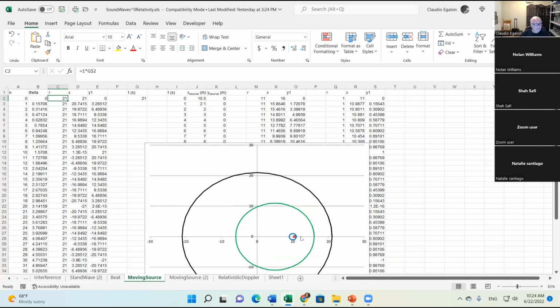So from this drawing alone, we can find out what the wavelengths are going to be. In the previous case, the frequency changed. In this case, it is the wavelength that changes, the wavelengths around the source. We have a shorter wavelength in front of the source, and a longer wavelength in the wake, or in the back of the source.